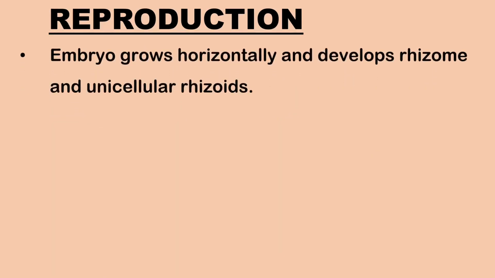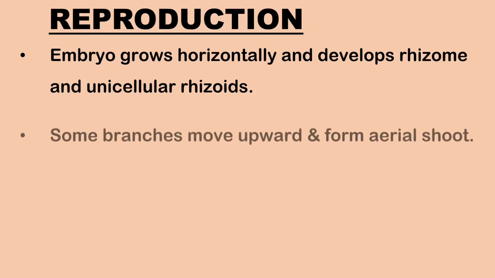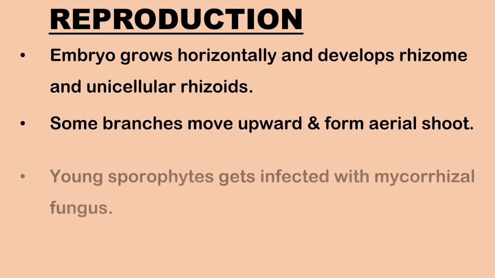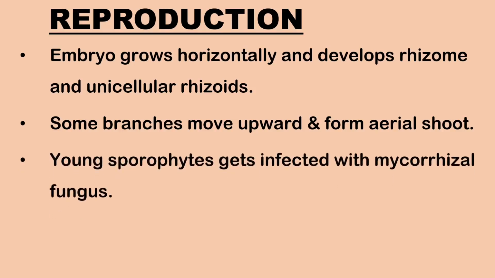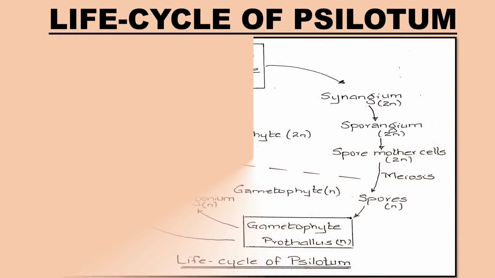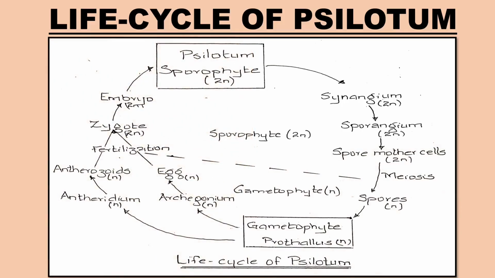The embryo grows horizontally and develops rhizome and unicellular rhizoids. Some of these branches move upward and develop into the aerial shoot. As soon as the young sporophyte gets infected with the mycorrhizal fungus, it breaks off from the gametophyte and becomes independent. Finally, we shall look into the life cycle of Psilotum.